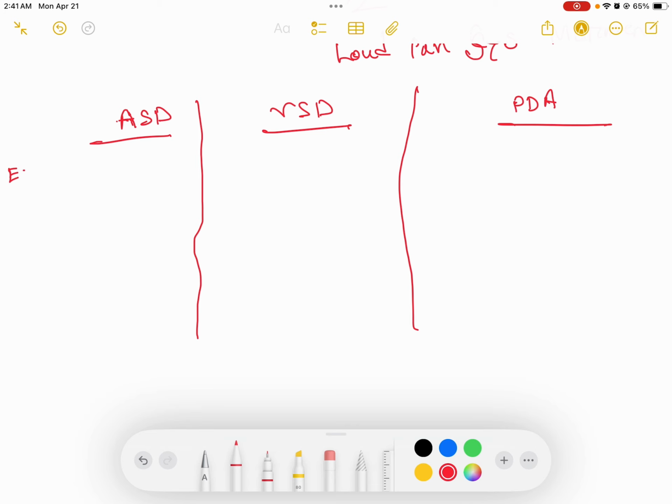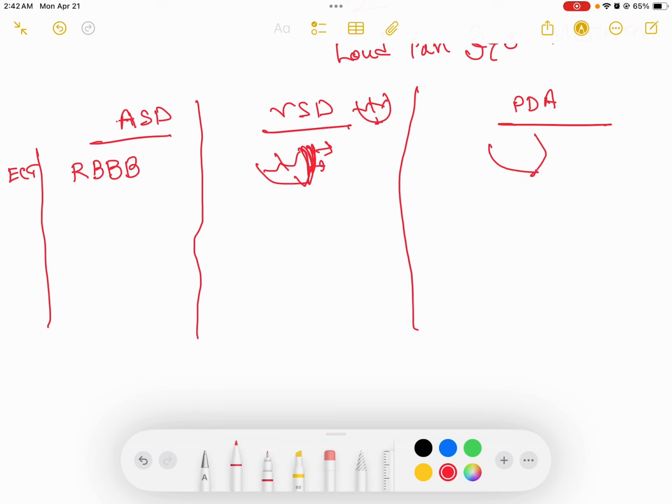What do we get in ECG? In atrial septal defect, right bundle branch block. Ventricular septal defect: normal in small defects. Large shunts result in left atrium and left ventricular enlargement. In patent ductus arteriosus, we get left ventricular hypertrophy.